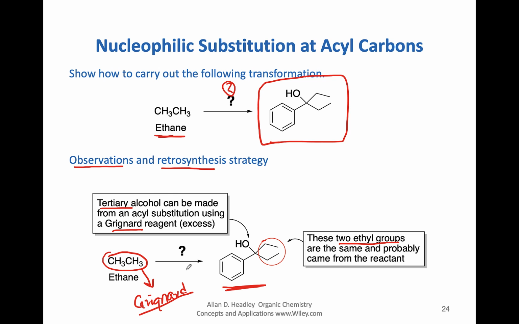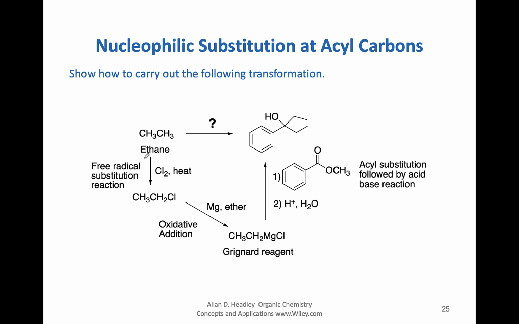So let's see what that would be. Starting with ethane, we do a free radical substitution using chlorine. Why chlorine and not bromine? Because we need not be selective here, because these 6 hydrogens are the same, equivalent. So we have here our chloroethane. We have here the Grignard in the presence of ether to give the Grignard reaction. This type of reaction is called an oxidative addition, which we'll see in the next couple of chapters.